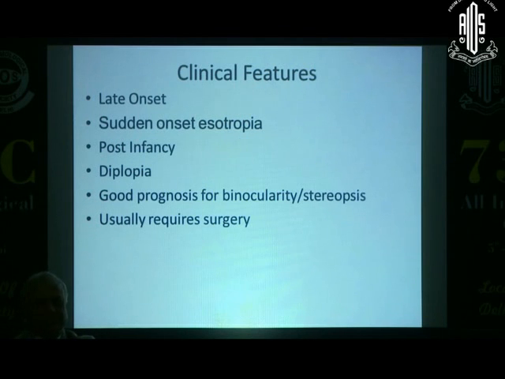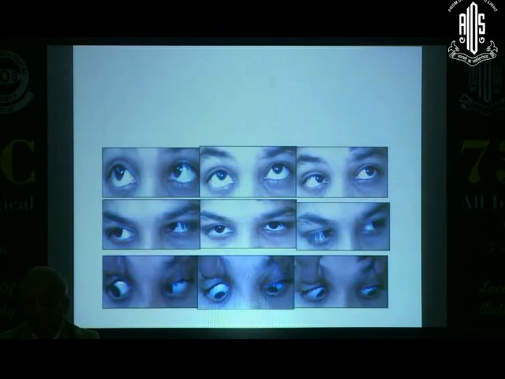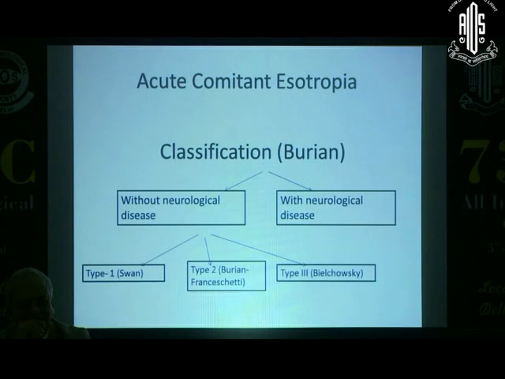The features are that it's late onset, it is sudden, it's in the older age group, there is diplopia. Usually there is good prognosis for binocularity and invariably will require surgery. We'll just talk about the differentials, but you can see that the abduction is full. There is an esotropia in primary gaze, but the abduction is full. Usually there is no A or V pattern associated with it.